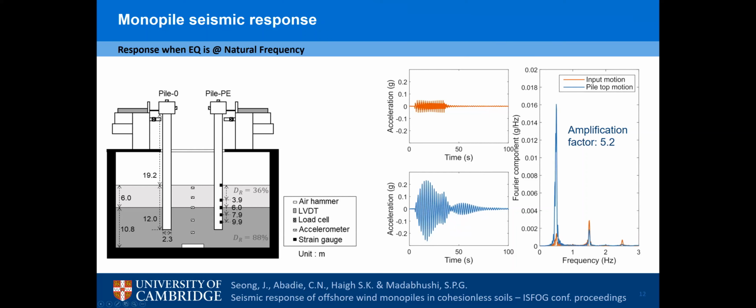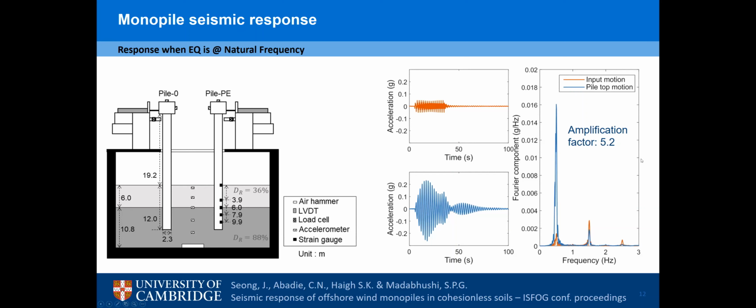And this is the response that we got for one of the earthquakes that we had in the middle. What did I choose? I chose 15 cycles at the natural frequency. Here, 10 cycles, sorry. 10 cycles at the natural frequency. And you can see here by comparing the orange line to the blue line that we get an amplification factor of 5.2, which is quite large. So that gives you a taster of the sort of results that we get in this sort of study.